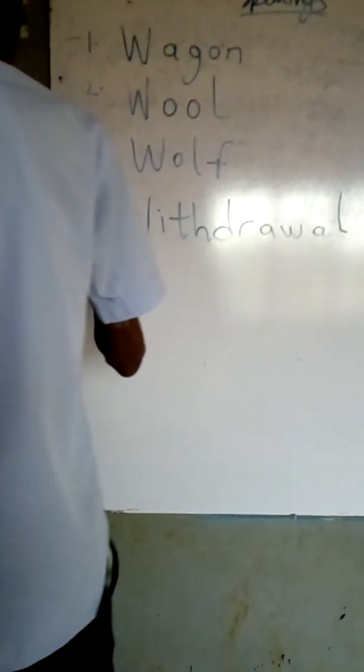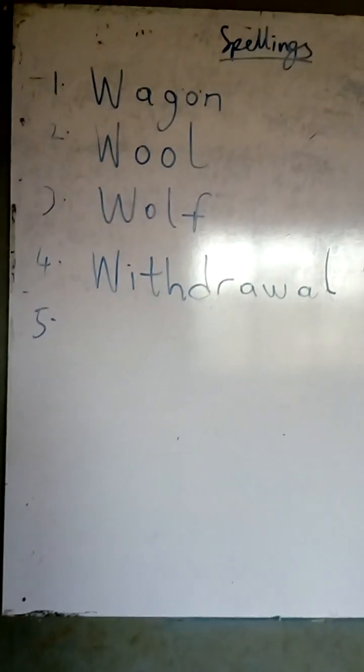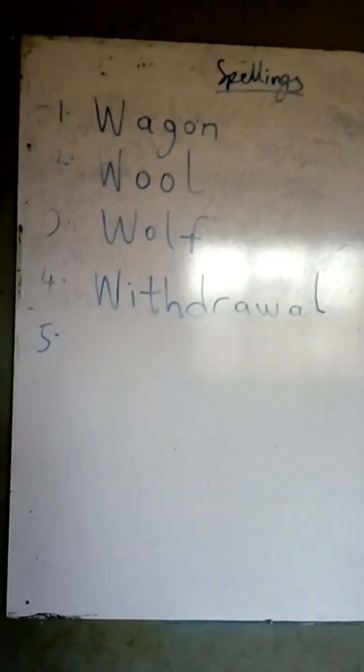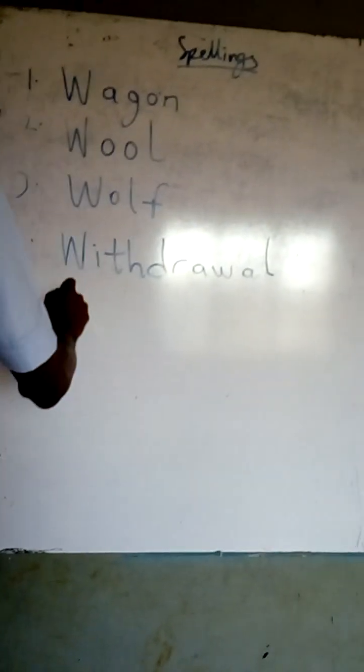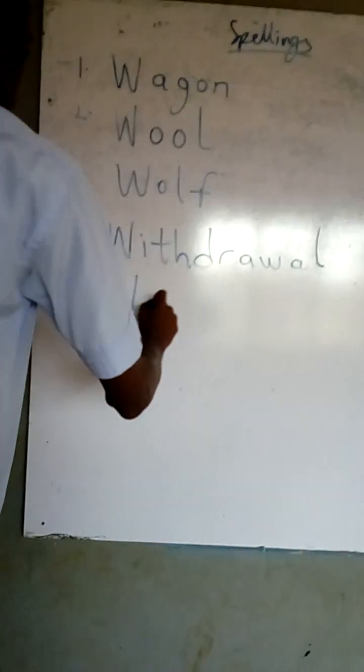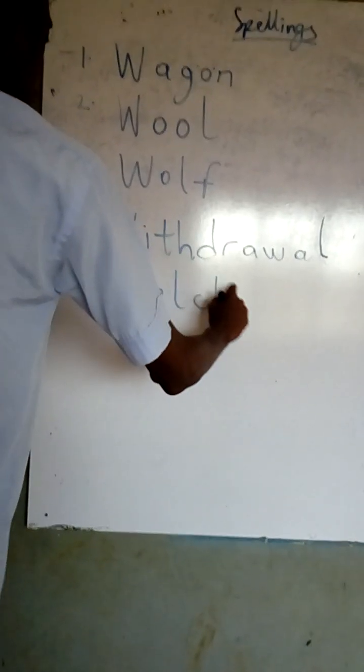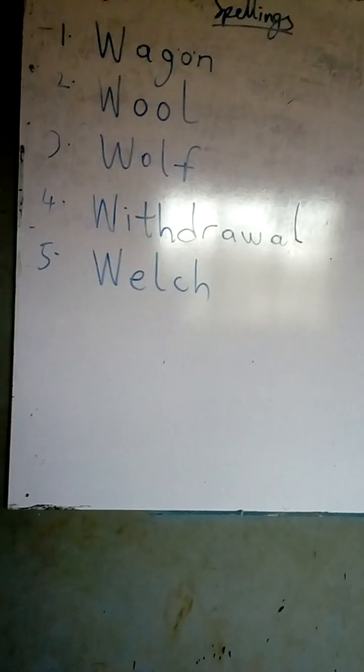Now, the next word is Welsh. Spell Welsh. W. Yes. E. Yes. A. No, you are wrong. W. E. L. C. H. That's the spelling of Welsh. W-E-L-C-H. That's how to spell Welsh.